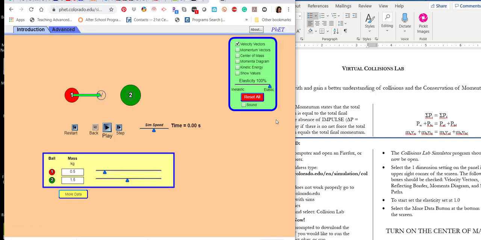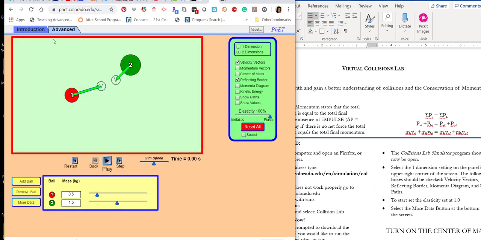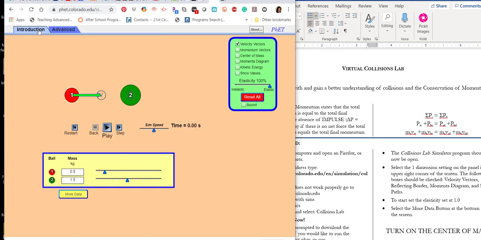Okay, so this should be the initial screen you see. Let me explain a little bit what we have here. We have Introduction, which is the one that we will be working on. We're not going to do the Advanced, which would be 2D collisions.